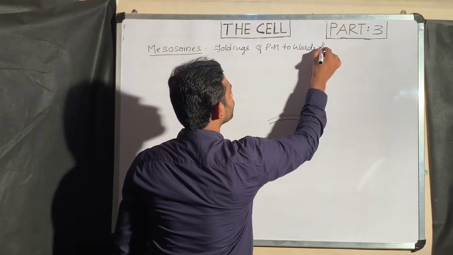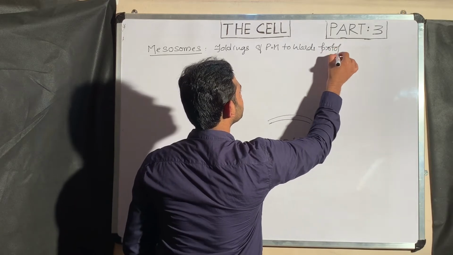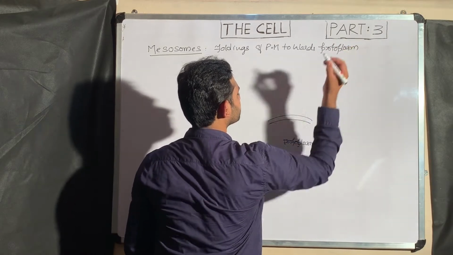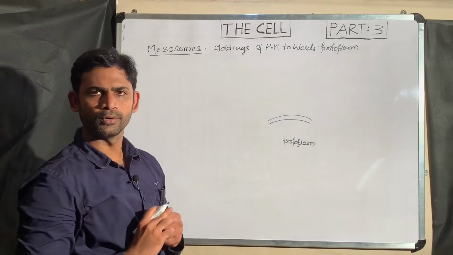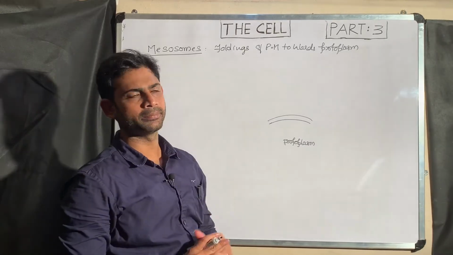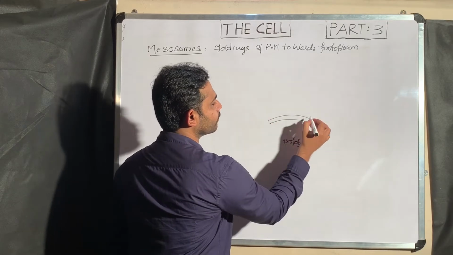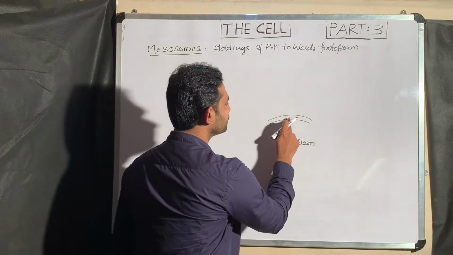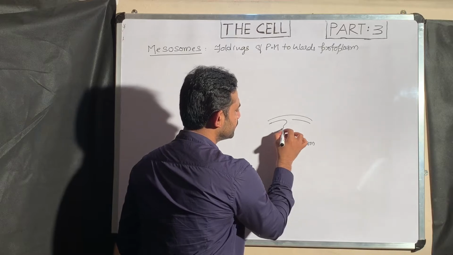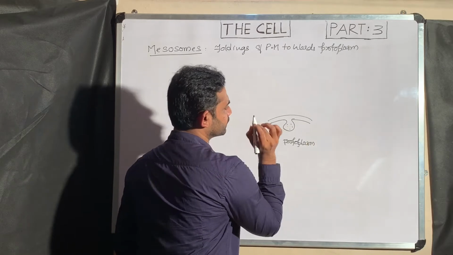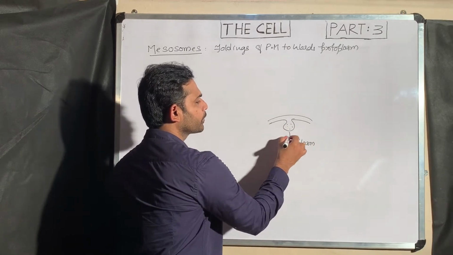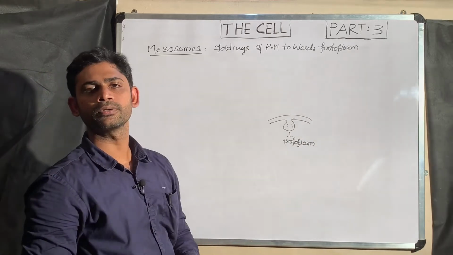towards protoplasm. You need to understand. That means these are the foldings of plasma membrane towards the protoplasm. For example, this is the cell wall, this is the cell membrane, and this one is towards the protoplasm. Why I mentioned towards the protoplasm, you know?